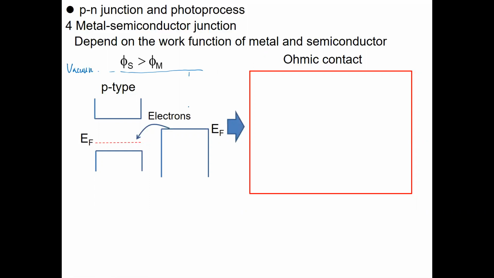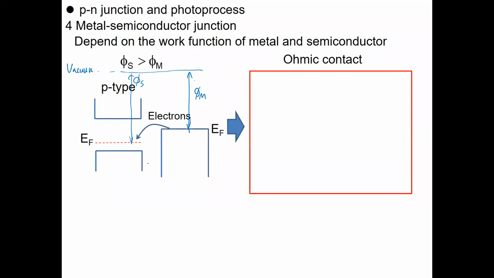phi, the work function of metal and the work function of semiconductor. The semiconductor side work function is larger than the metal case. In this case, as you see, the original Fermi energy is higher for metals compared with the semiconductors.